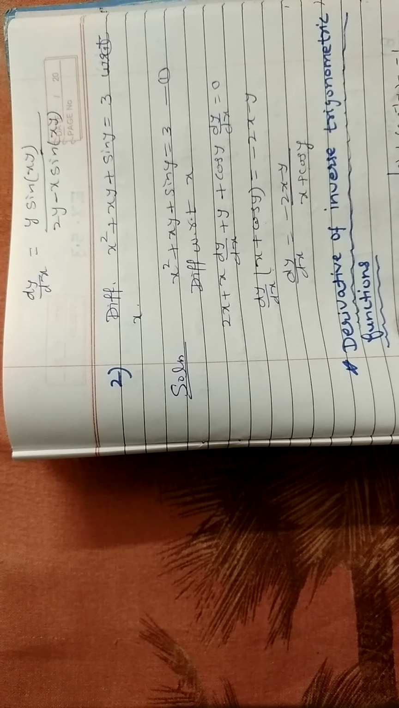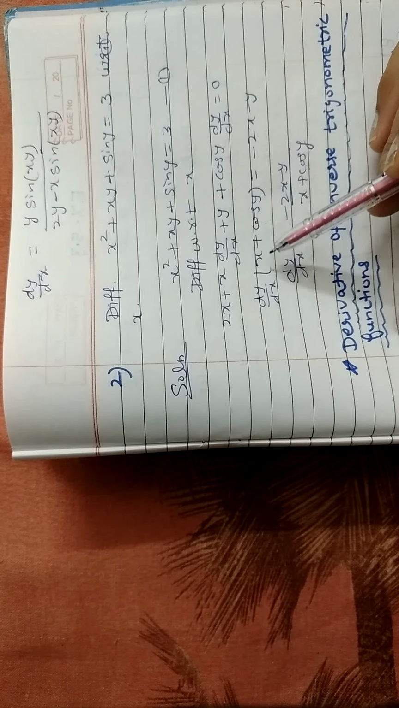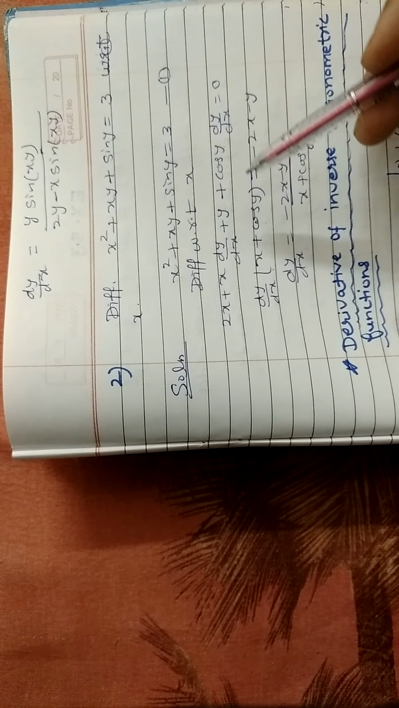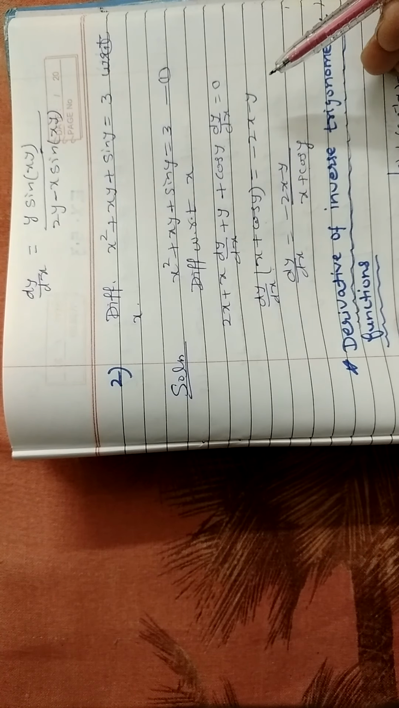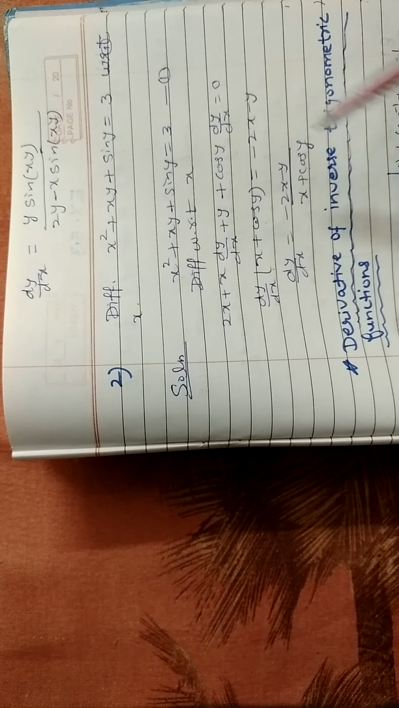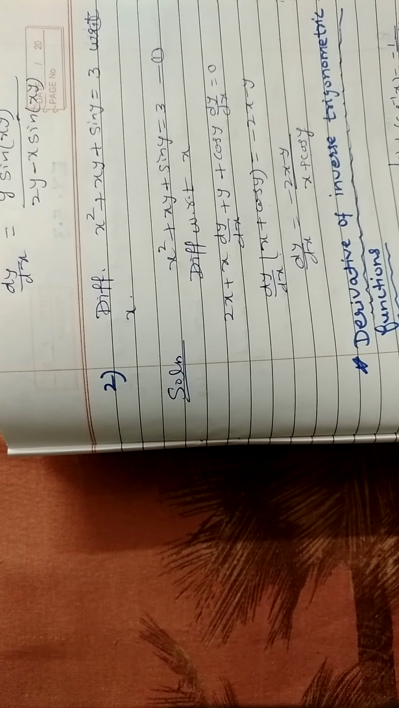Means what will you do? You will differentiate the whole equation with respect to x, then you will separate the terms containing dy by dx and the terms which do not contain dy by dx. The terms containing dy by dx you will keep on the left side, and the other terms on the right side. From there you can find dy by dx.